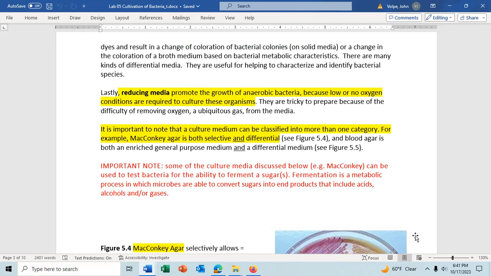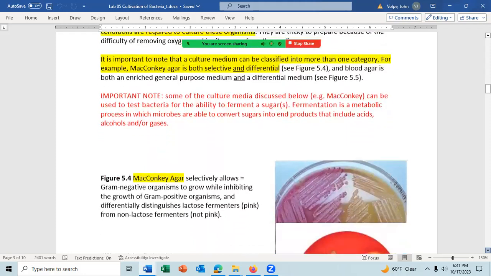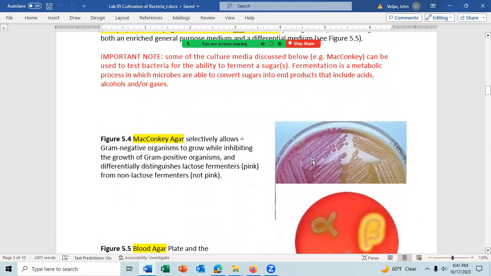All right, it's important to note that a culture media can be classified into more than one category. For example, MacConkey's agar is both selective and differential. If the organism grows on MacConkey's, it's likely a gram-negative because MacConkey's media has additives that prevent the growth of most gram-positives. So if it grows, it's likely to be a gram-negative.